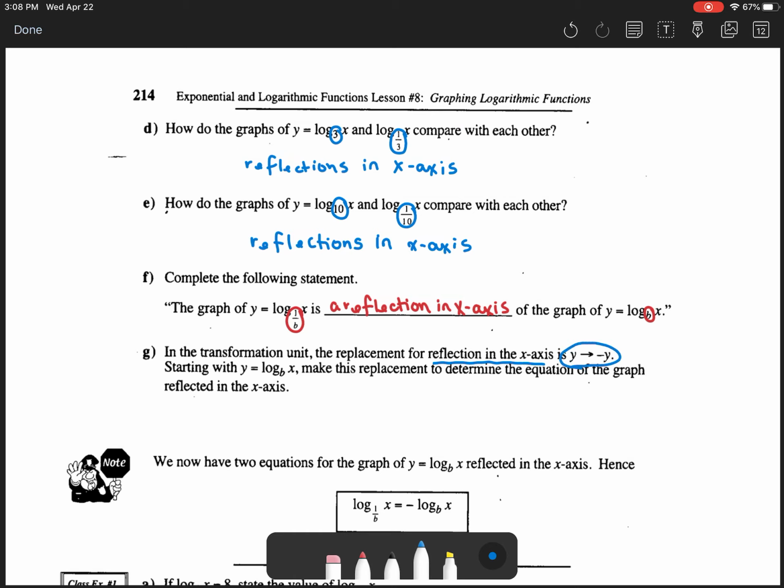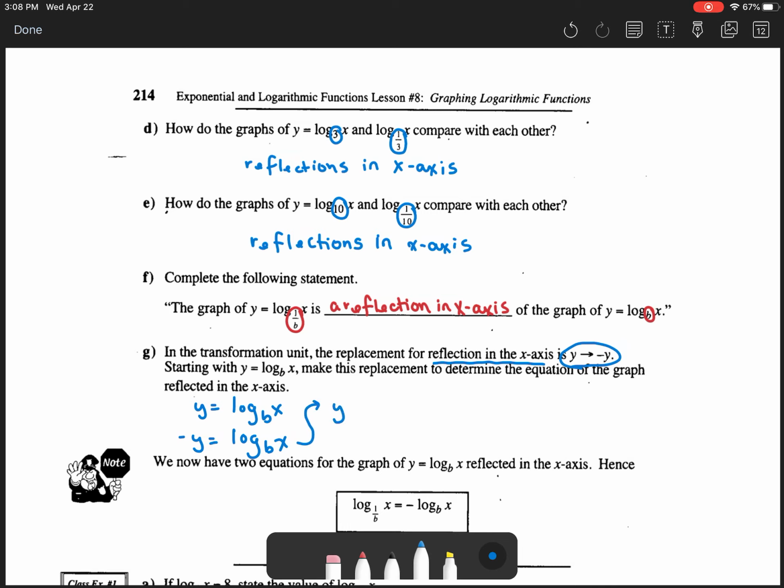Now, from the transformation unit, yes, we're going back to that, we know that when we reflected something in the x-axis, what we did is we replaced y with negative y. We took the y coordinates and made them negative. That reflected the graphs or the points over the x-axis. Now, it says starting with y equals log base b of x, make this replacement to determine the equation for a graph that's reflected in the x-axis.